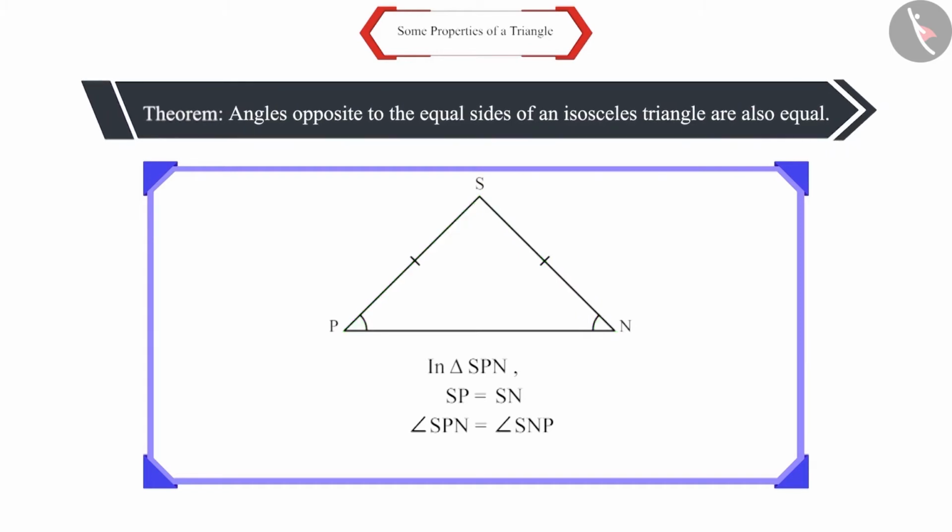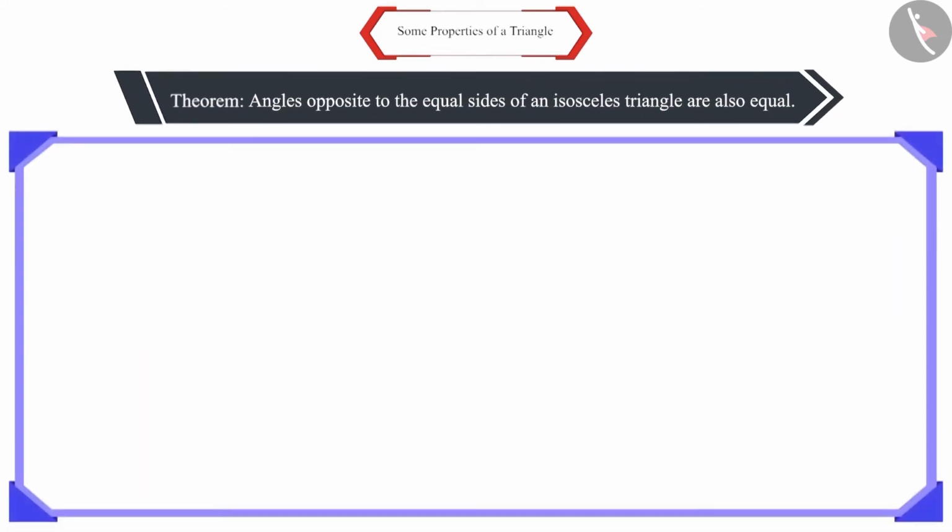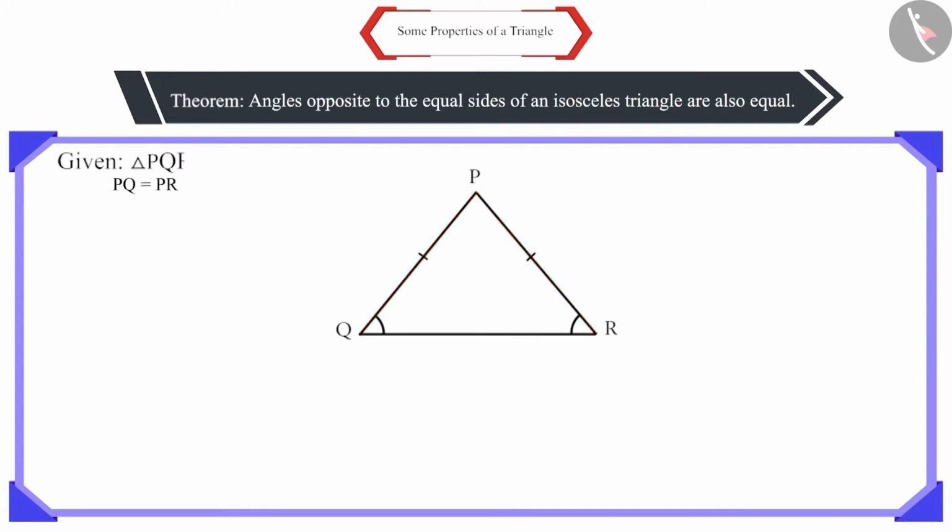This is an important result. This can be proved by several methods. With the help of this statement, let us construct another triangle. Triangle PQR is an isosceles triangle. It's given that side PQ is equal to side PR. This has been given to us, and we have to prove that angle Q is equal to angle R.